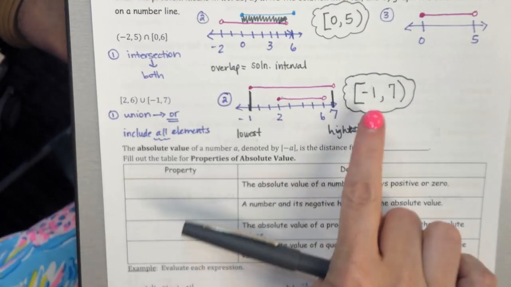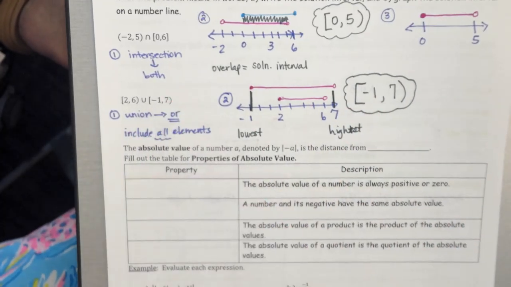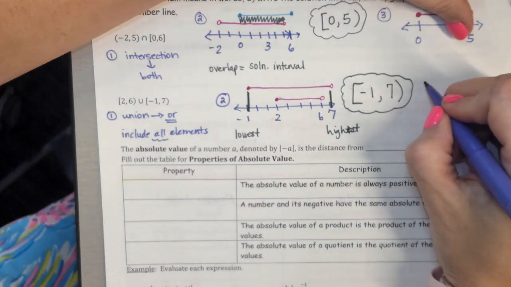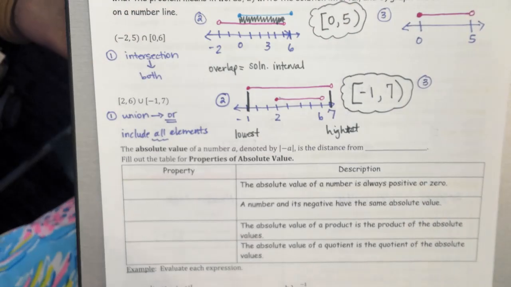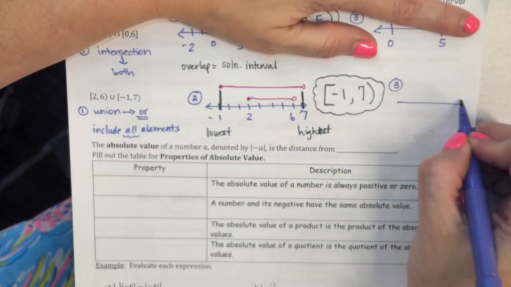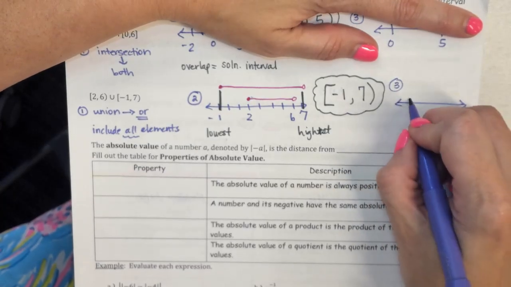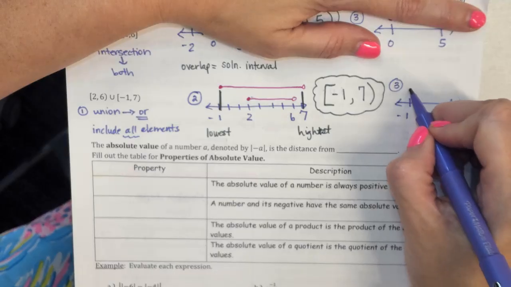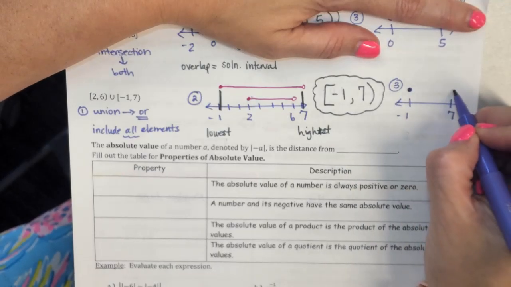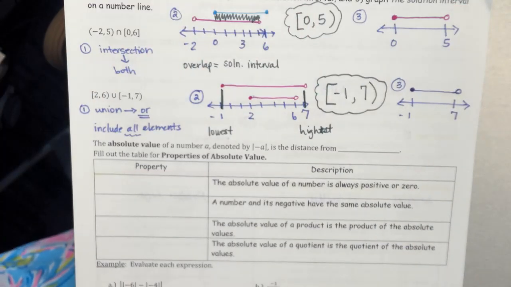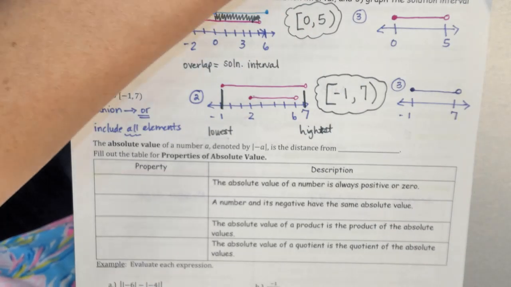Okay, and yes, it just so happens that those are the same. That could happen. It won't always happen. Again, you don't need the visual there. That's just an extra tool to help you if you're getting stuck on some of those. And then we just have a closed circle at -1, an open circle at 7, and then we draw that solution interval in there.